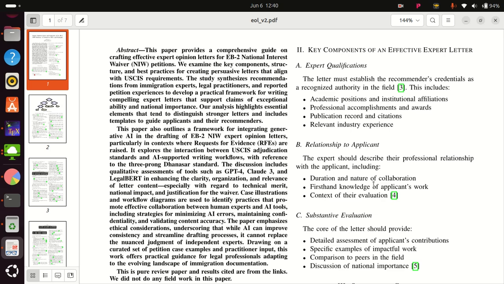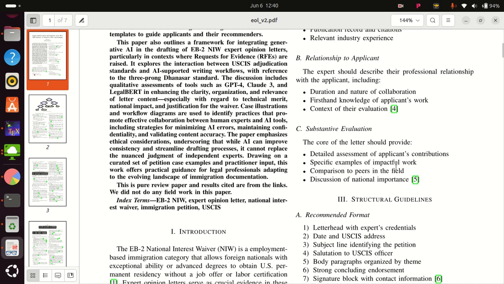So, who's an expert? An expert is somebody who has an academic position in an affiliated institution, mostly professors, who have a publication record and a history, and also sometimes industry experience. Industry people are also used as experts. Now, when we talk about independent evaluation, the expert does not have any professional relationship, and you generally get them through your attorneys or paralegal. They can recommend you, or there are evaluation agencies that can do that.